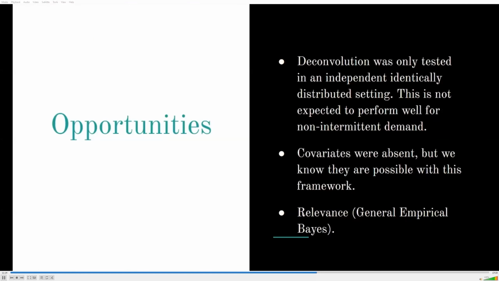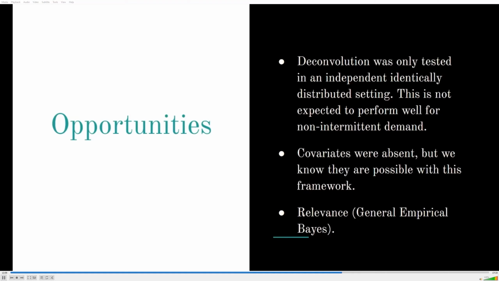Of course, there are some things that need to be worked out. What I showed here was deconvolution essentially in an independent, identically distributed setting. This isn't terrible for intermittent demand because usually Poisson and negative binomial distributions are fit on historical data in a similar fashion. But this isn't expected to perform well, obviously, for time series that are trending up, trending down, or that are seasonal. Anything that is pretty much non-intermittent, what I did here just isn't going to work. Also, covariates were absent, so if there was a covariate that would be useful for holidays or for marketing data, like promotions, the current presentation I gave doesn't have any covariates included, but it is possible, and I'll talk about that a little bit on the next slide.